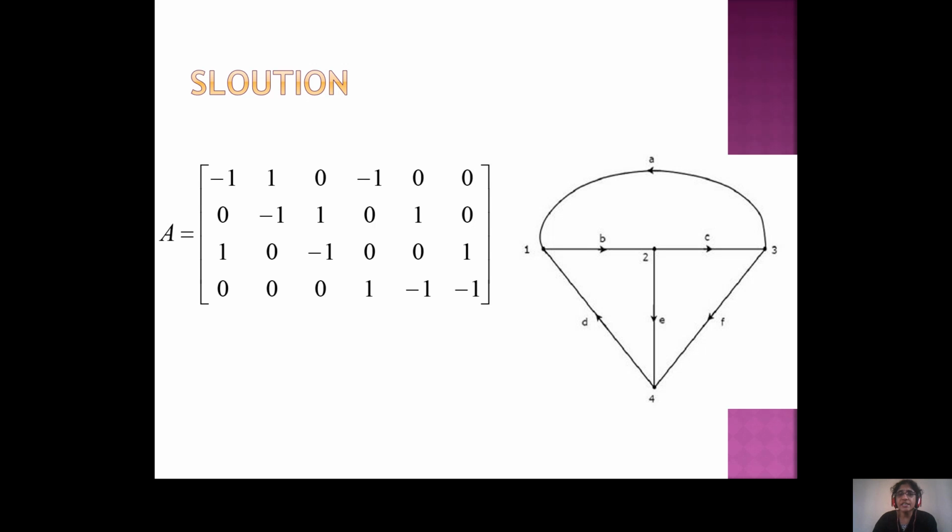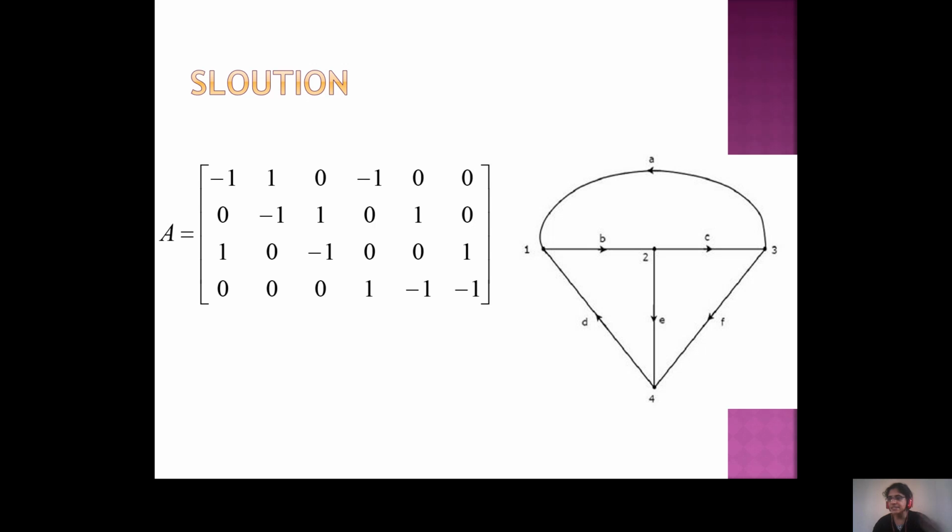When you observe each column, there must be a -1 and a +1, and the rest 0; then only the problem will be correct. So if the branch is related to that node, then if it is towards the node, -1. If it is away from the node, +1. If it is not related, put it as 0.